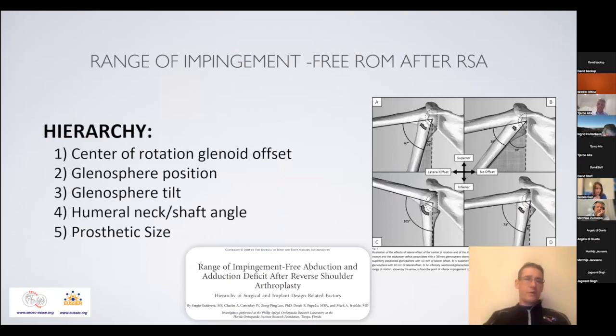Frankel's group also looked at the range of impingement-free motion after reverse geometry shoulder replacement, and again looked at the hierarchy of surgical and implant design related factors. And for this outcome, they found that in terms of the hierarchy, number one was the center of rotation and the glenoid offset. Number two was the glenosphere position. Number three, glenosphere tilt. Number four, humeral neck shaft angle. And number five, prosthetic design.